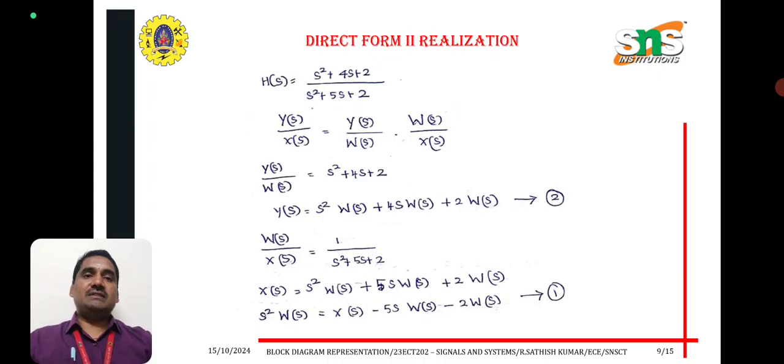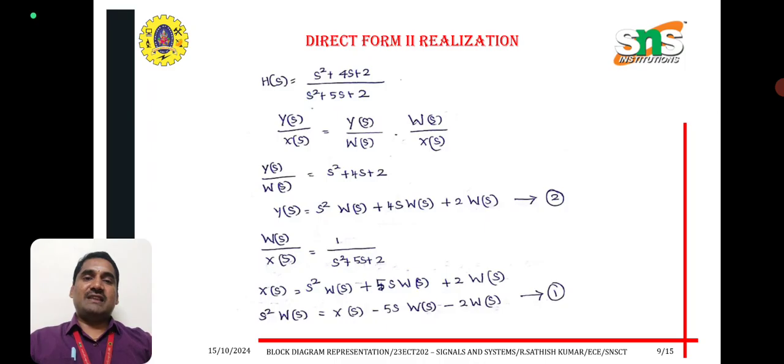Next, we can see the direct form 2 realization. H of s is equal to s square plus 4s plus 2 divided by s square plus 5s plus 2. Y of s divided by X of s can be written as Y of s divided by W of s into W of s divided by X of s. Therefore, Y of s divided by W of s is equal to s square plus 4s plus 2. Therefore, Y of s is equal to s square into W of s plus 4s into W of s plus 2 into W of s. W of s divided by X of s is equal to 1 divided by s square plus 5 by s plus 2.